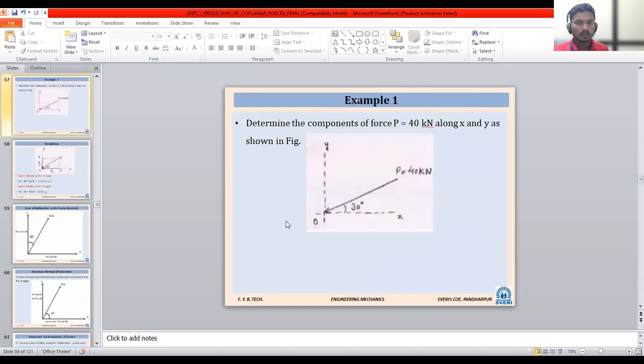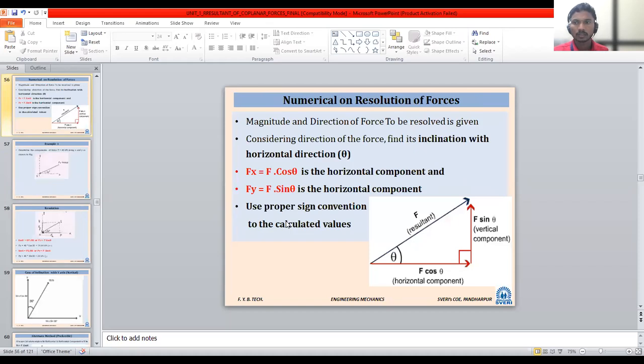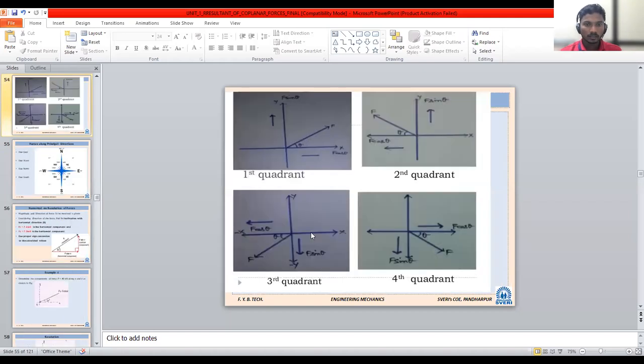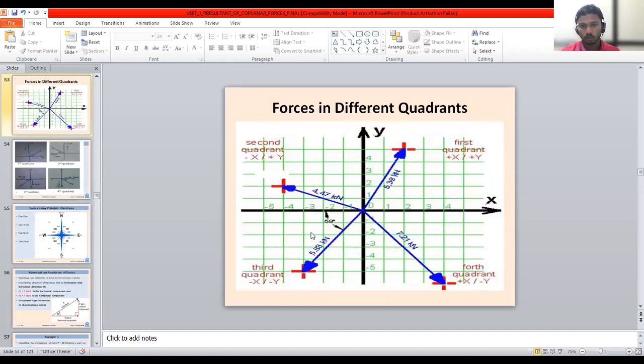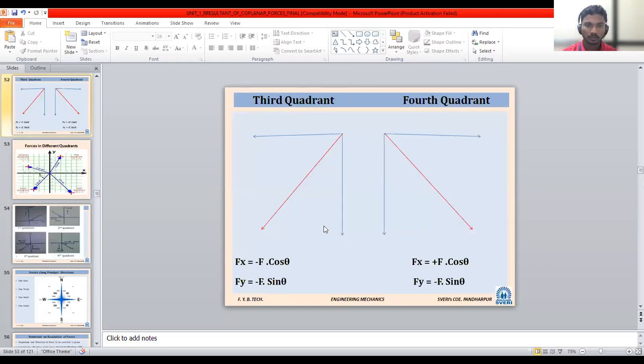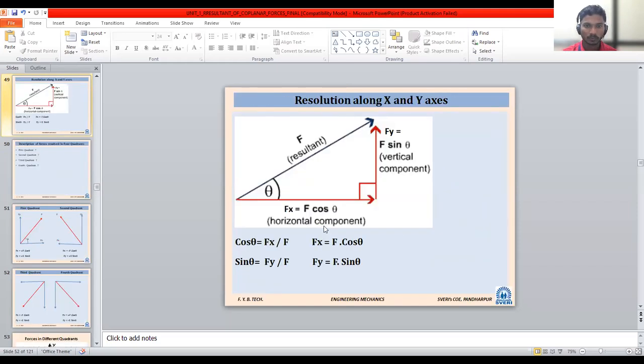Yesterday, what topic was going on? Resolution and resultant: how to find the resultant and resolution. Before that, we have seen the resolution of force in different quadrants. On the other hand, we can say resolution of force in different principal directions, or along the principal directions. So just quickly we will see what we have seen last lecture.